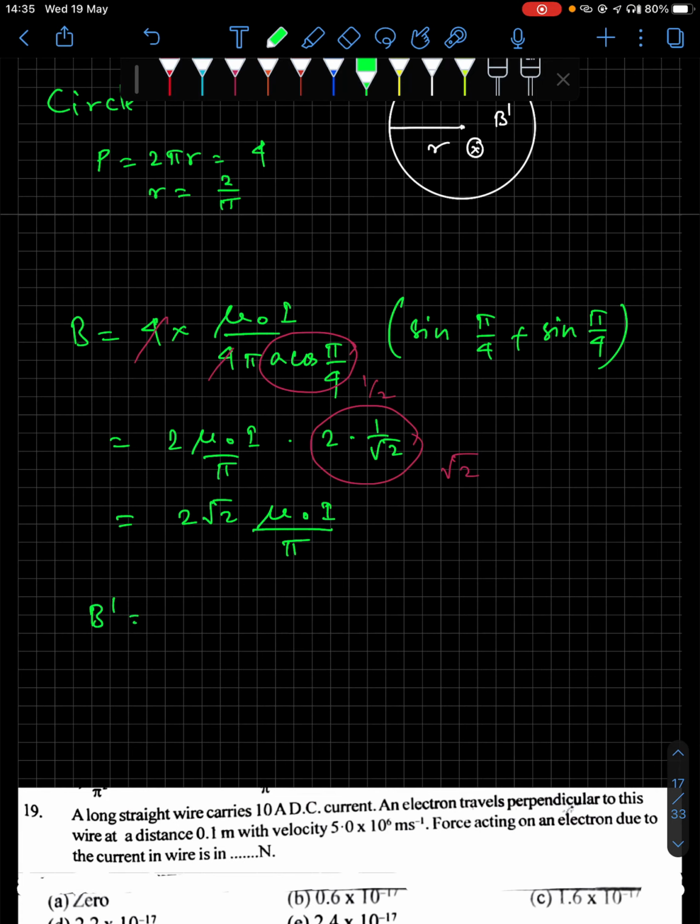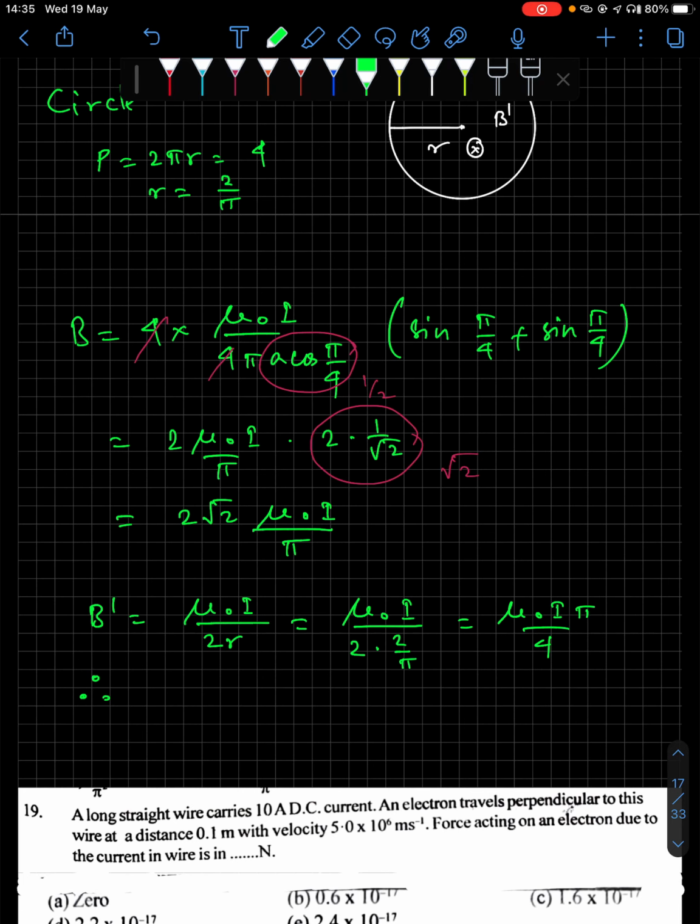Now B prime is how much? Mu naught I by 2r for a circular coil. What is the value of r? 2 by pi. So mu naught I by 2 into 2 by pi. So that gets you mu naught I pi by 4.